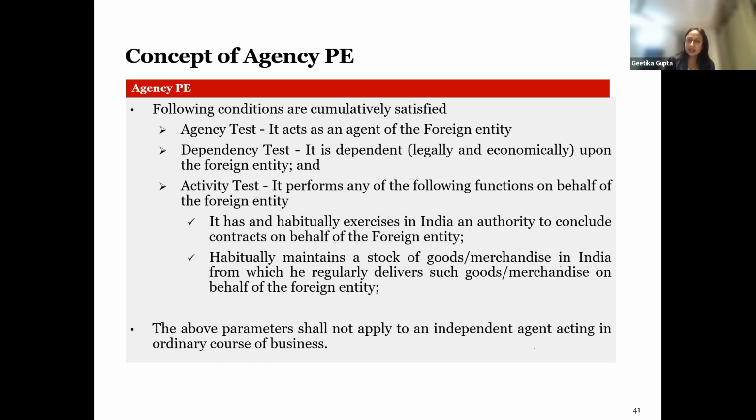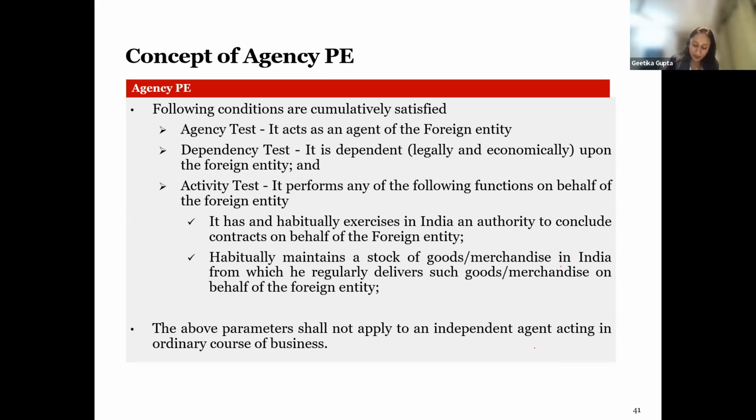Let's say the Indian agent says, my total revenue is 100. You are making me an agent of the foreign company, but from that foreign company I'm just earning 20% of my revenues. With the other 80%, I'm earning revenues on my own account. So I am an economically independent person. Then again, I am economically bearing the risk for the activities which I am doing. So I am not a dependent agent legally and economically.